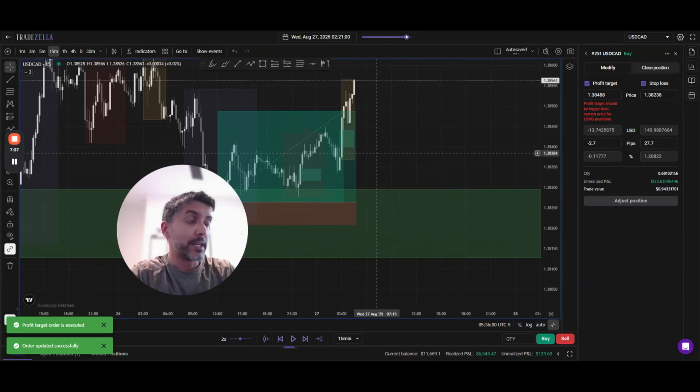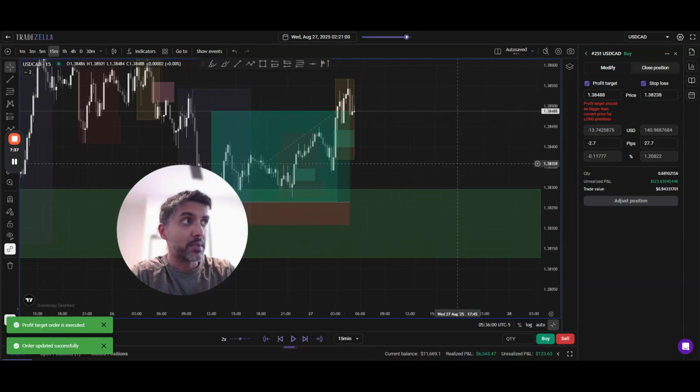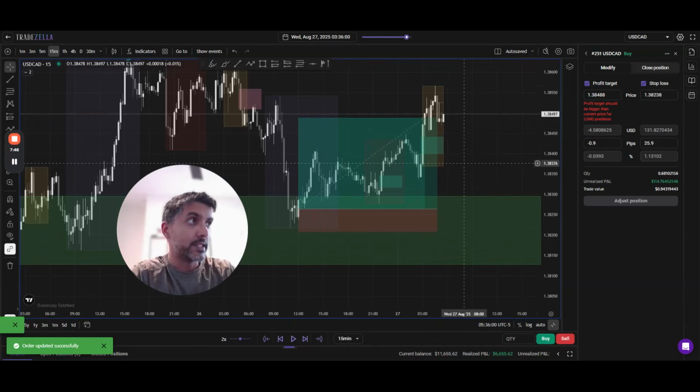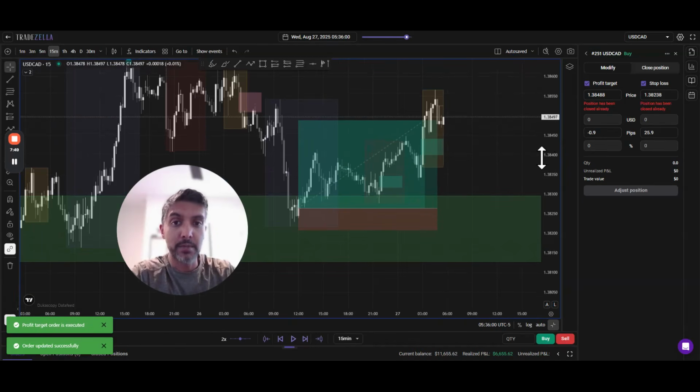So that's the trade. It took us a little while to get there, but it's a good thing that it did take us to take profit while we were able to take some dollars off the table along the way. So hopefully this trade helped you understand how you can use market structure, supply and demand, and price action to enter a trade and manage it properly.